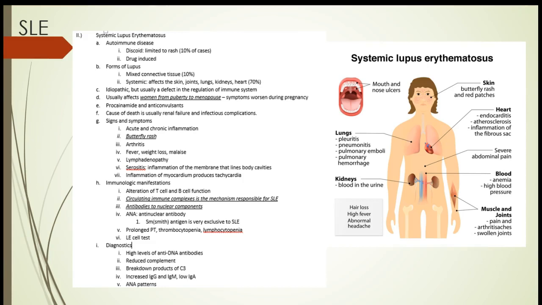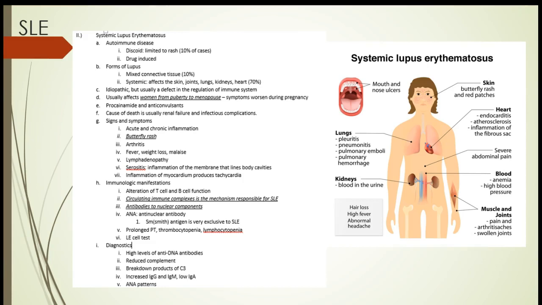So lupus is an autoimmune disease. A couple different types. You can have discoid, which is just a rash. It can be drug-induced. You can have a mixed connective tissue issue, or the majority are systemic. It affects the skin, the joints, the lungs, the kidneys, the heart. So if we look at this lady over here to the right, or it could be male, I guess, one of the big things that we notice, and you may have noticed if you know somebody who has lupus, is that rash, the butterfly rash on the face. It covers the cheeks, across the nose, and then to the other cheek.